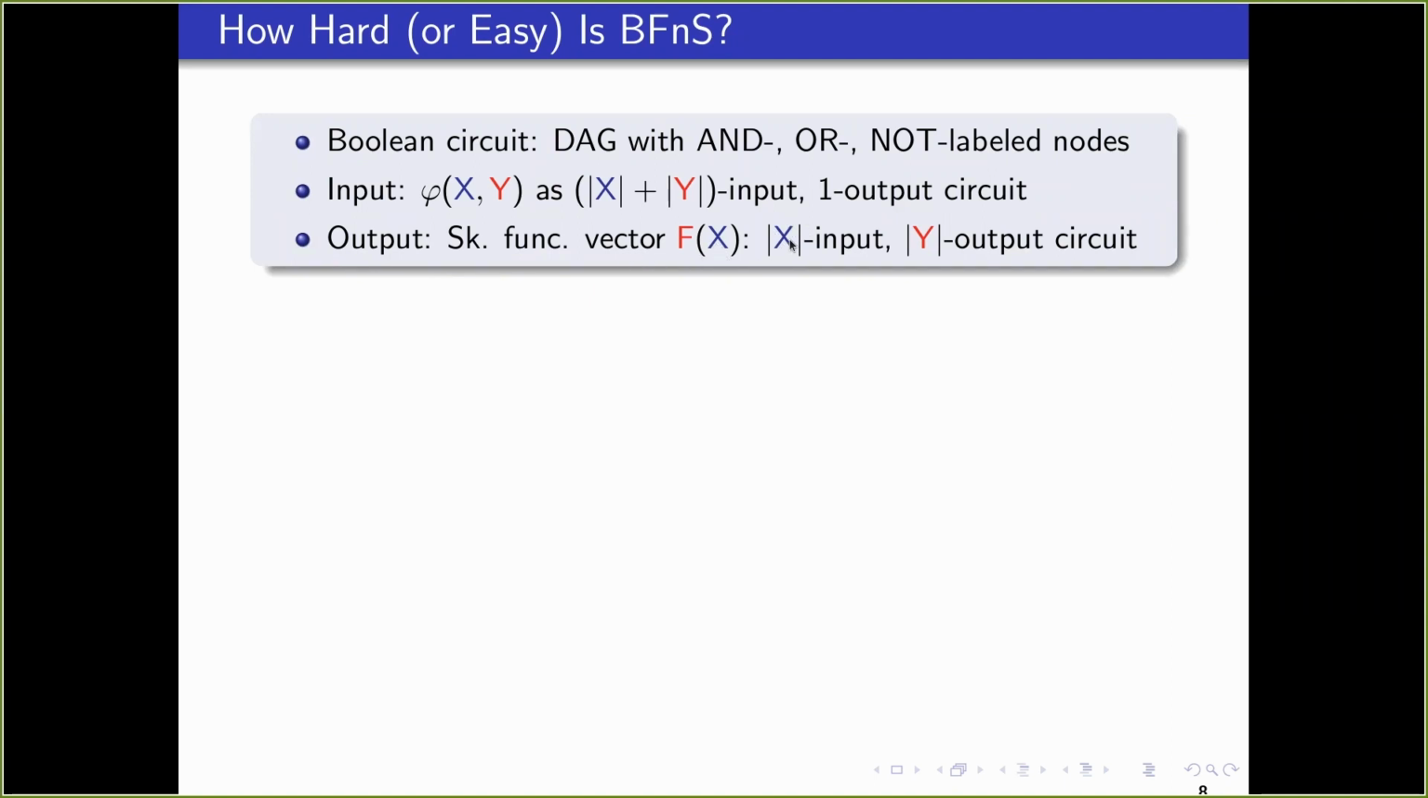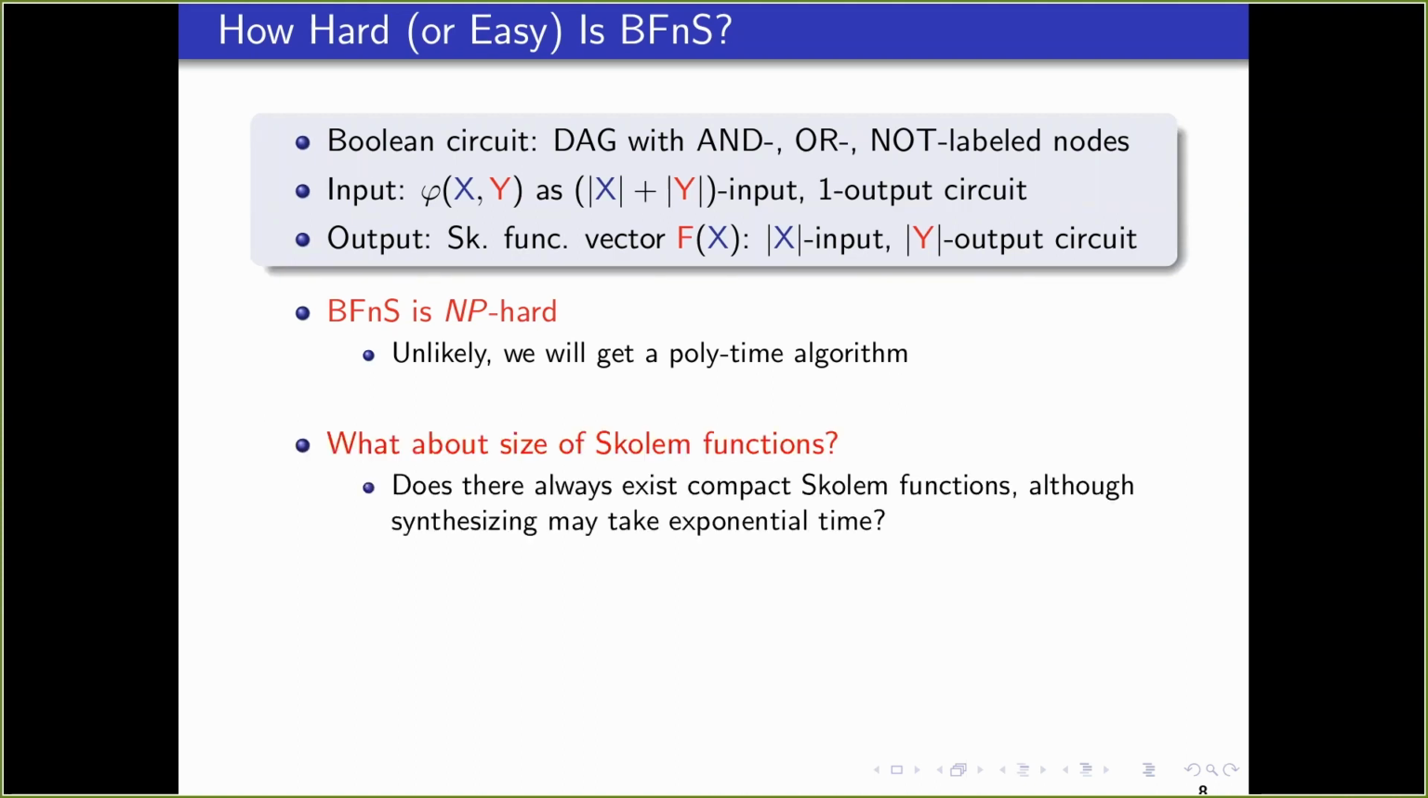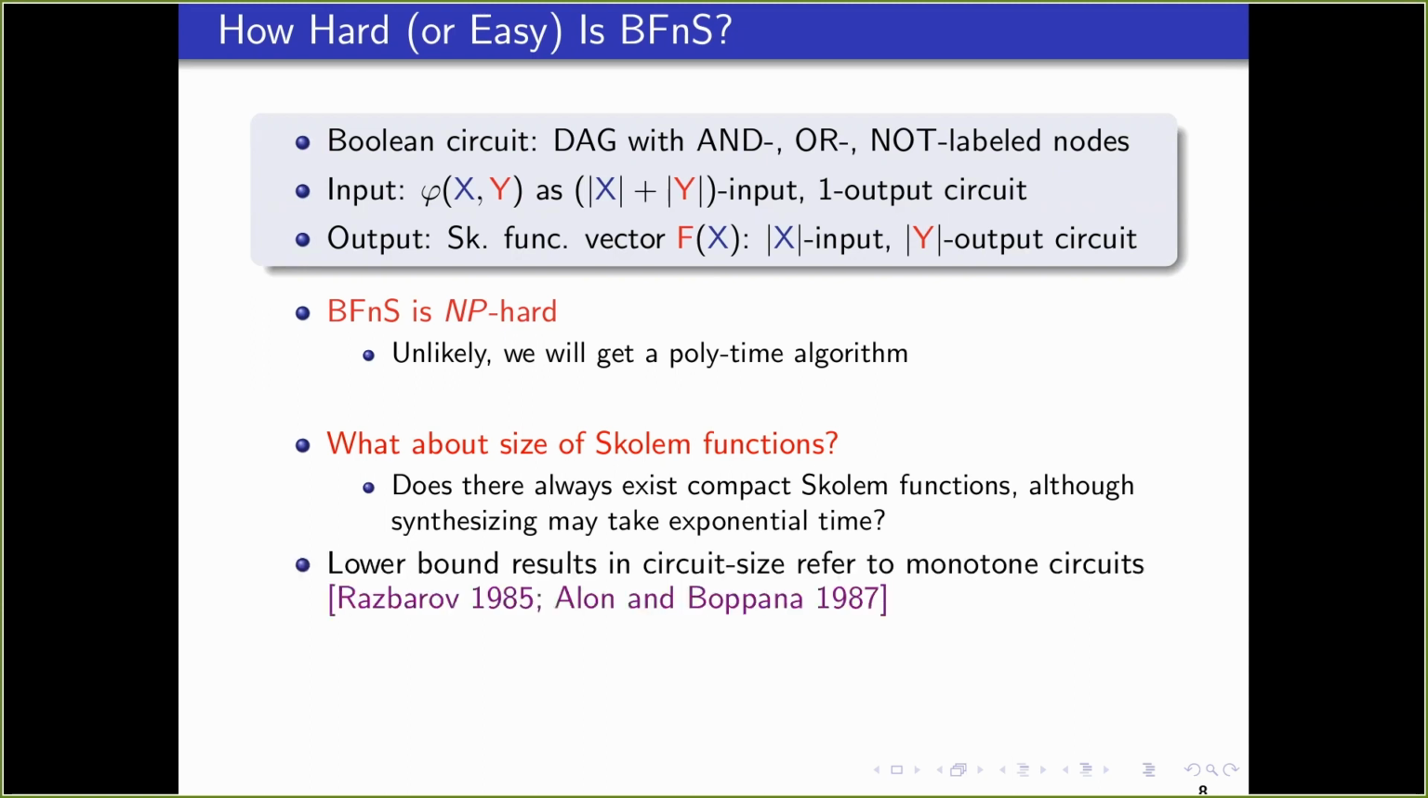Each of these functions will in general have all the inputs as the inputs to the circuit. And there will be y such circuits, so there could be one circuit which has y such outputs. Okay, and if we agree that this is how we are going to represent specifications and Skolem functions, then it is not hard to show that this problem is NP-hard, which means that it's going to be difficult to get a polytime algorithm. But then the next question we can ask is that, well, even if I were to spend exponential time solving this, can I always get compact Skolem functions? And unfortunately, the answer to that is negative.